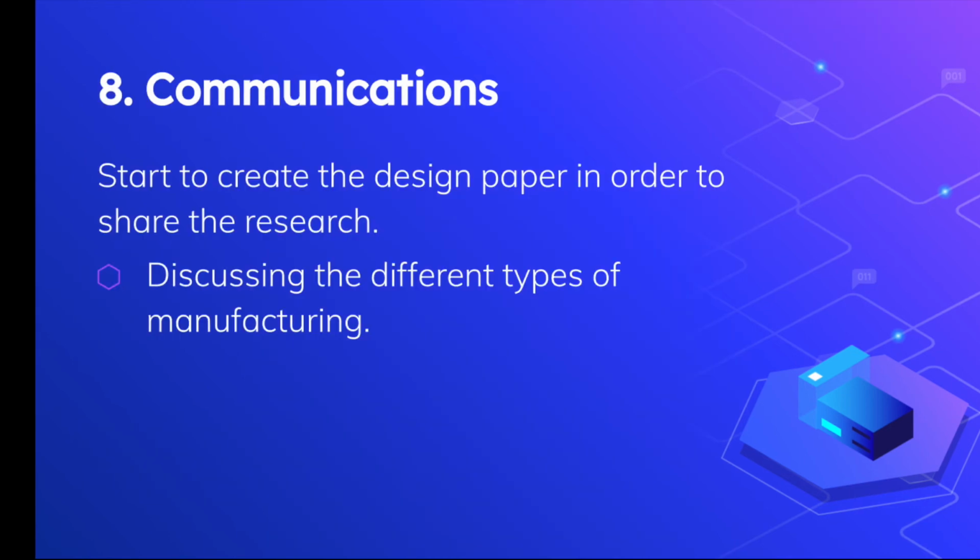The eighth step of the 10-step design process is communication. This is the start to creating the design paper in order to share the research. Our research basically consists of the four main types of manufacturing, which is casting and molding, machining, joining, and shearing and forming, as well as the additive printing that 3D printing consists of.